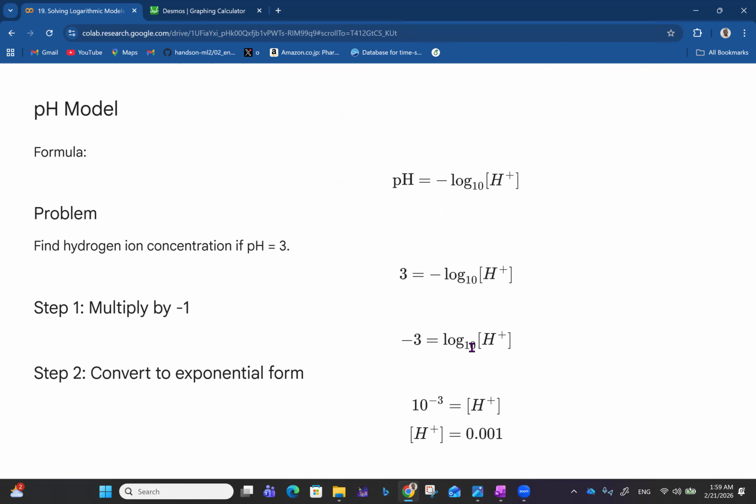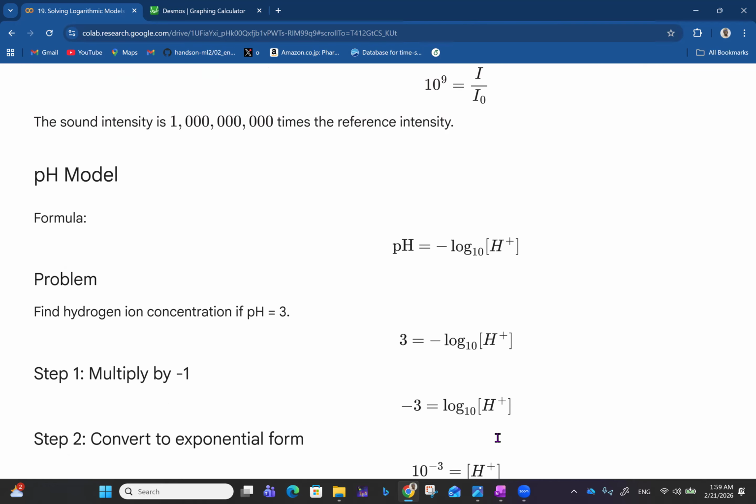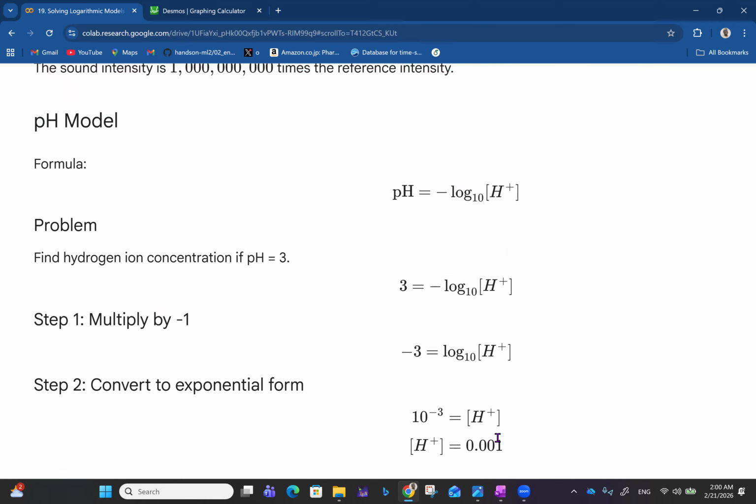So it means this 10 we just carry minus 3 on it. So we have 10 raised to the power minus 3 equals the concentration of H plus. That means the concentration of H plus is 10 raised to the power minus 3, which is 1 over 10 raised to the power 3, which is 1 over 1000, which is 0.001. So that's the concentration of hydrogen ion if you have a pH of 3.